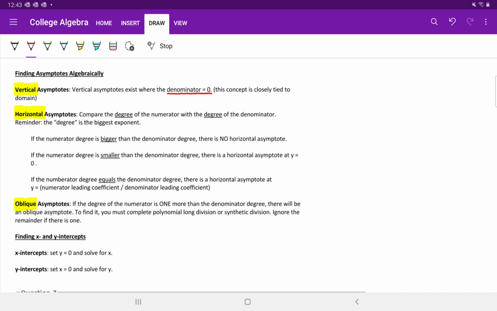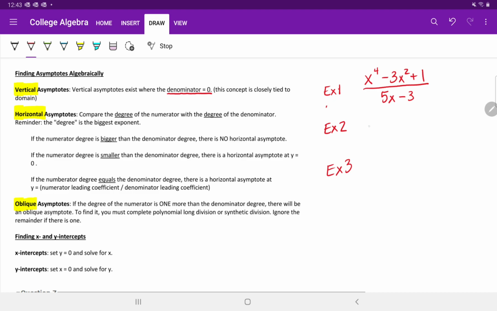To find horizontal asymptotes, we're going to do something entirely new. You may have never seen this before, so let me break this down. We're going to compare the degree of the numerator with the degree of the denominator. Remember that degree is the biggest exponent. So I'm going to write 3 examples over to the side of the screen. In example 1, let's say we have x to the 4th minus 3x squared plus 1 over 5x minus 3, something like that.